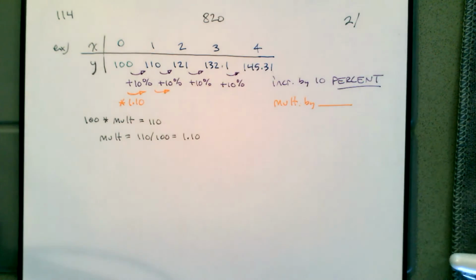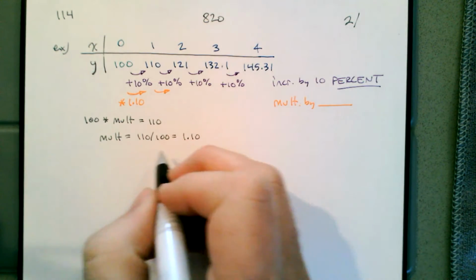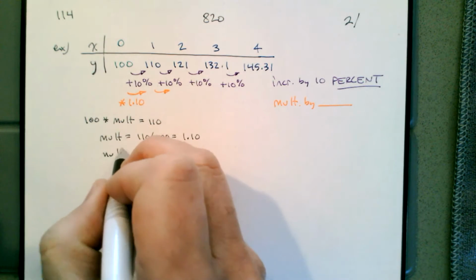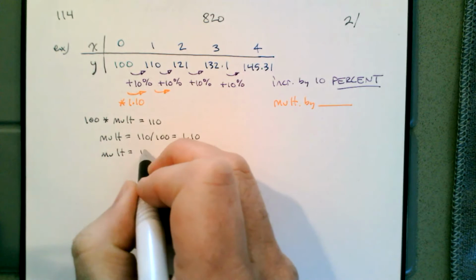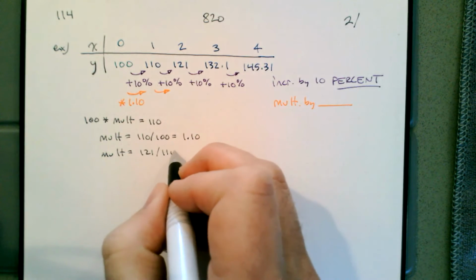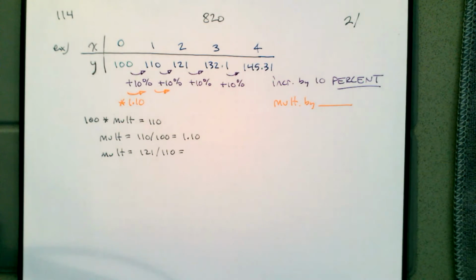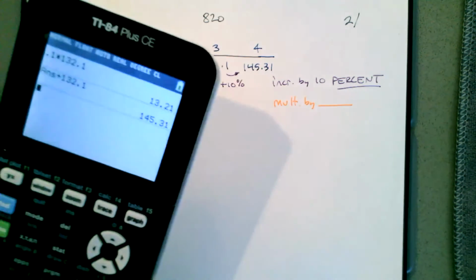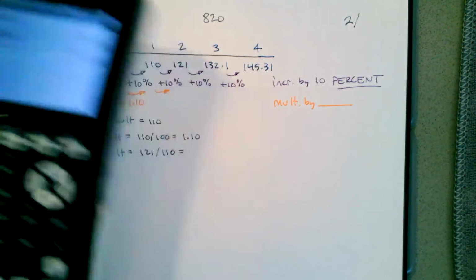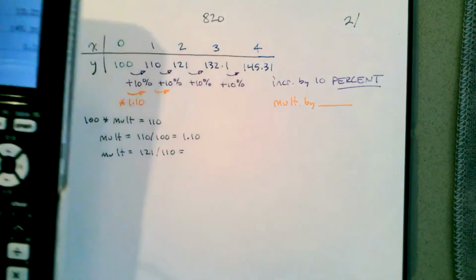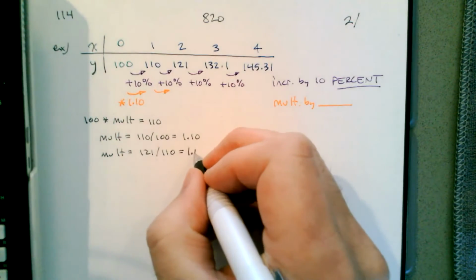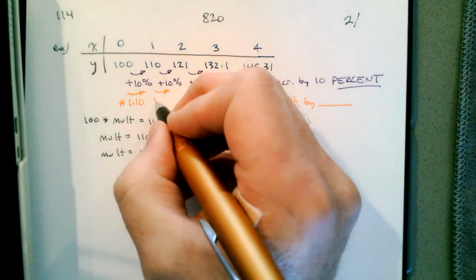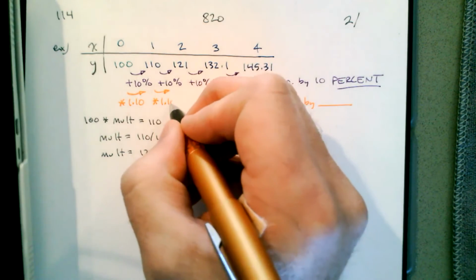From 110 to 121, what did we multiply by? And we do the same thing. The multiplier should be 121 divided by the previous value of 110. 121 divided by 11 is going to be 11. So 121 divided by 110 is 1.1. So that was a multiplication. That increase of 10% was a multiplication by 1.10.